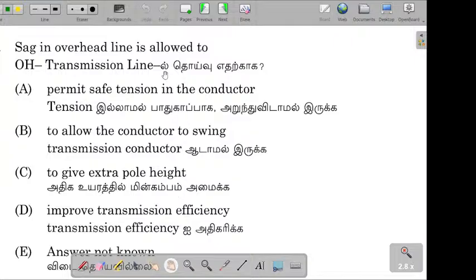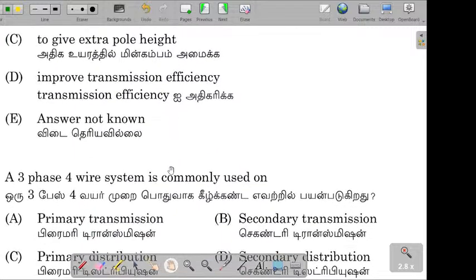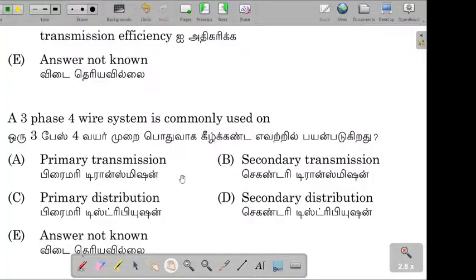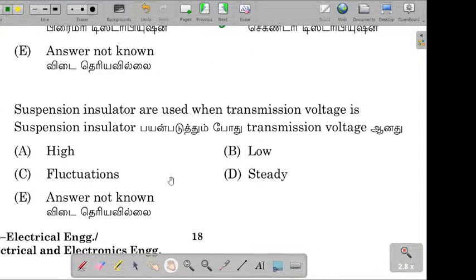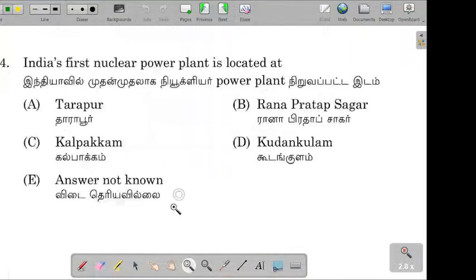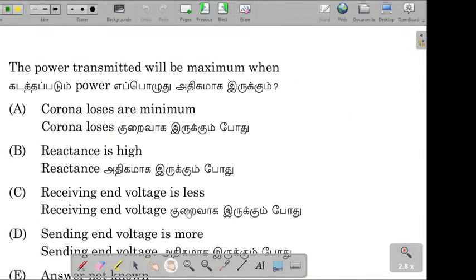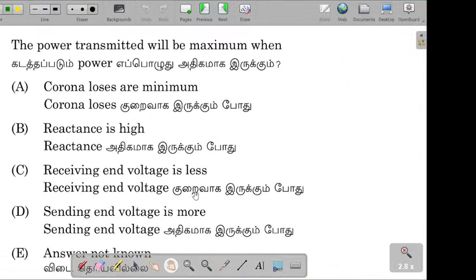Sag in overhead line is allowed to permit safe tension in the conductor. A 3-phase 4-wire system is commonly used on secondary distribution. Suspension insulator is also used when transmission voltage is high. The power transmitted will be maximum when corona losses are minimum.